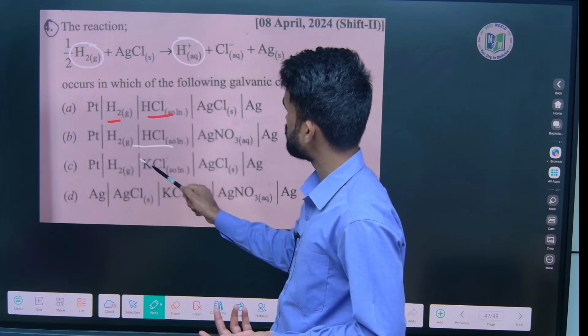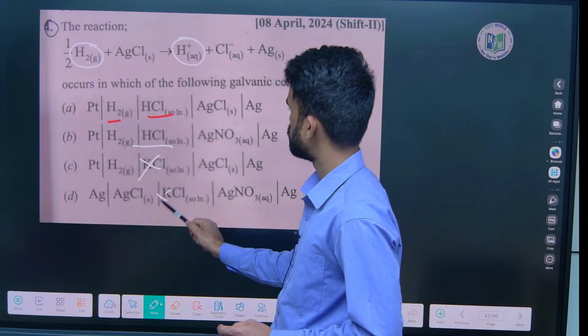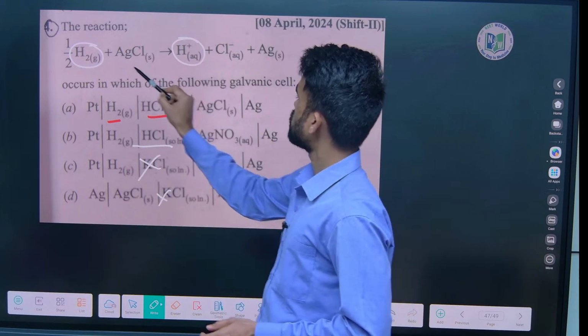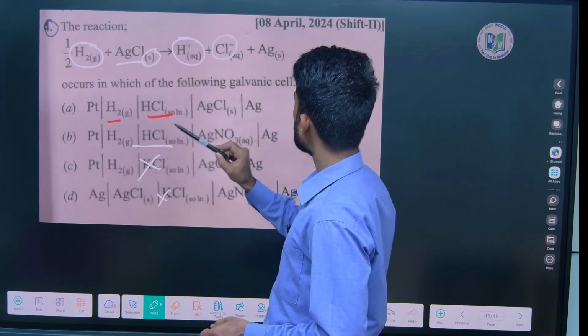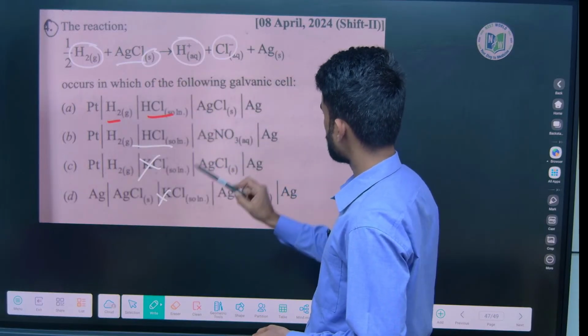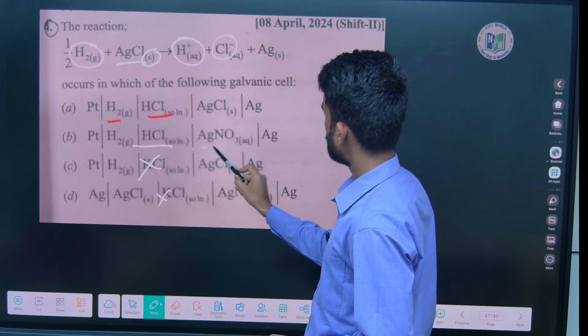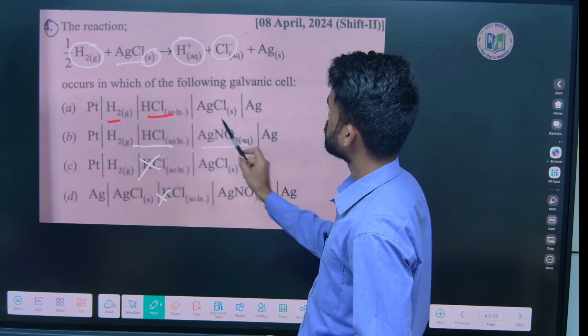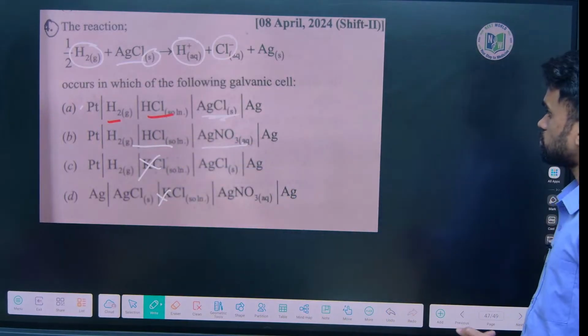How did this KCl come here? No. Here also KCl is there? No. Out of these two, no. Now AgCl in solid form is converting into chloride ion. So AgCl converting into Ag, and this is AgNO3, no. So here it is perfect, so you can go with this option. Okay, next, let me show you a few more questions.